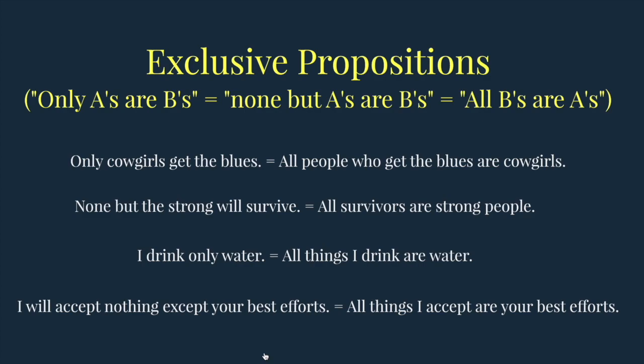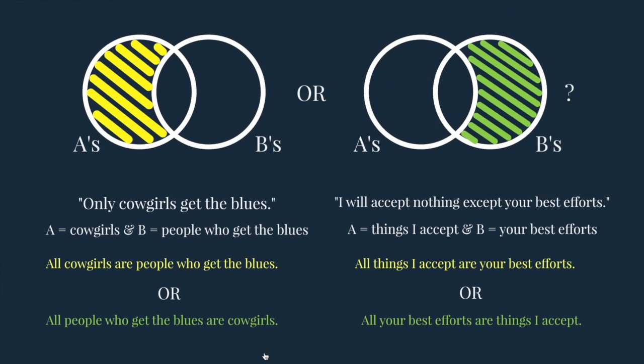And again, I can use Venn diagrams to help clarify this significantly if I'm getting confused by trying to follow this in my head. When I say something like only cowgirls get the blues, I should recognize that I've got two obvious possibilities for how to translate this. One maybe is all cowgirls are people who get the blues, and the other one is all people who get the blues are cowgirls. Which one do I mean?